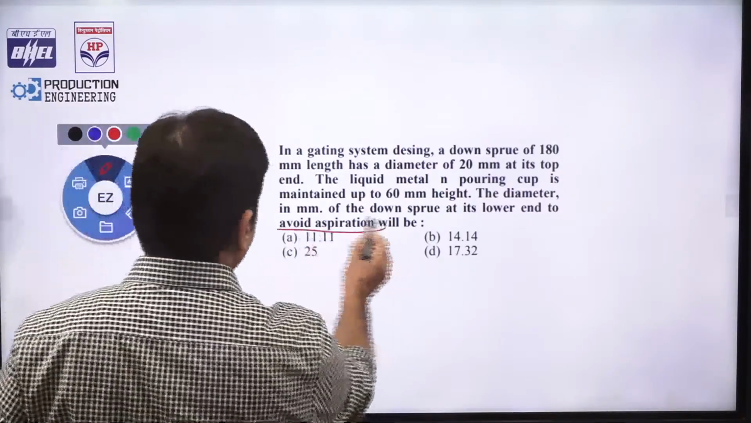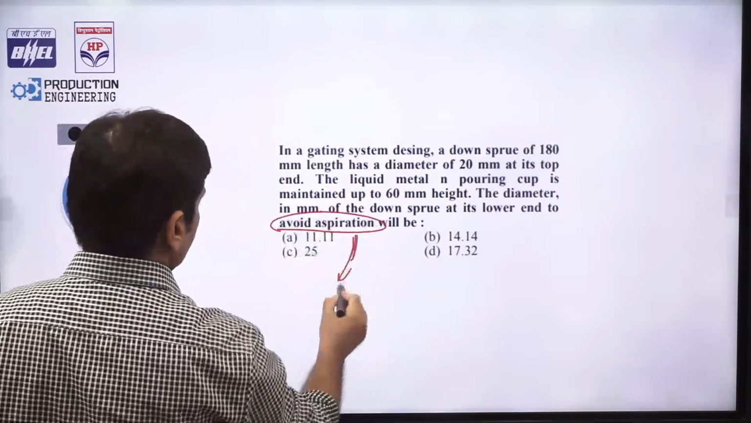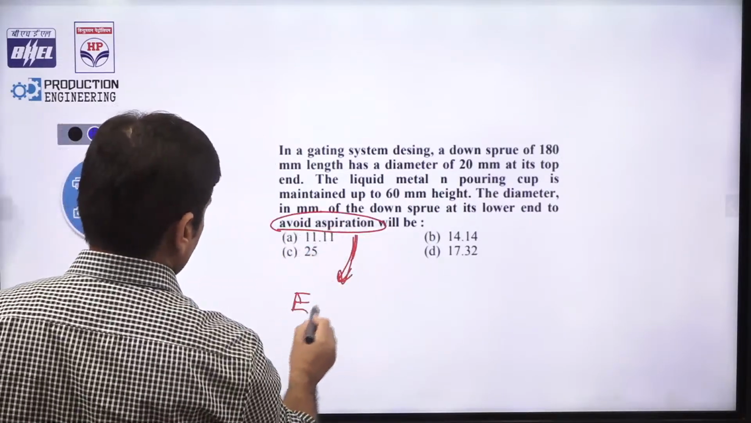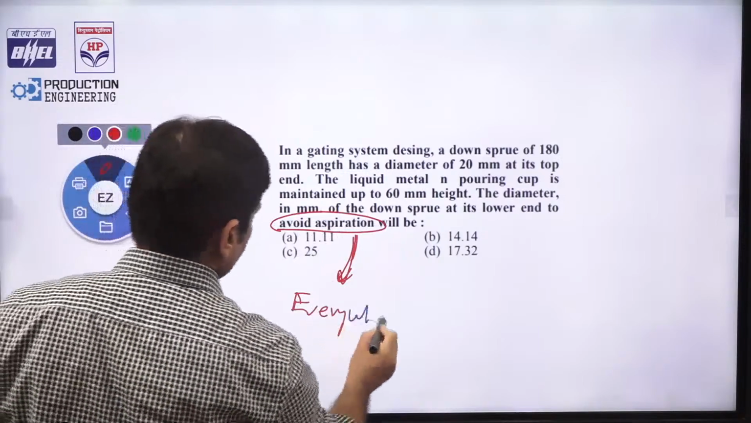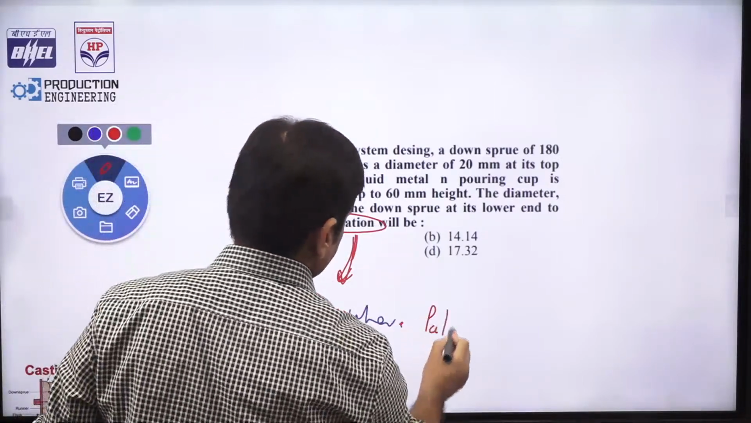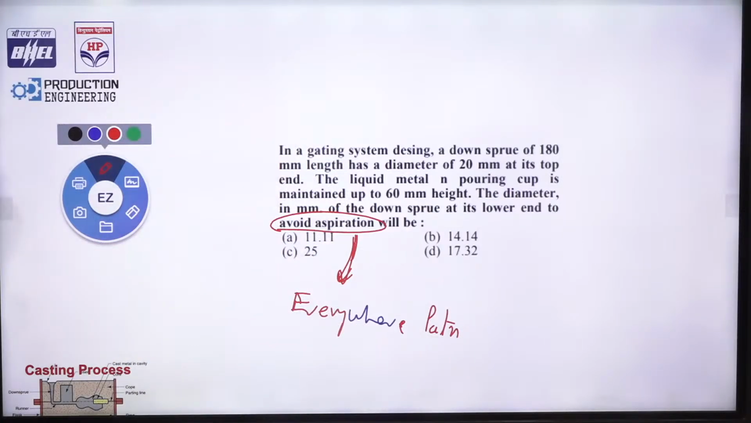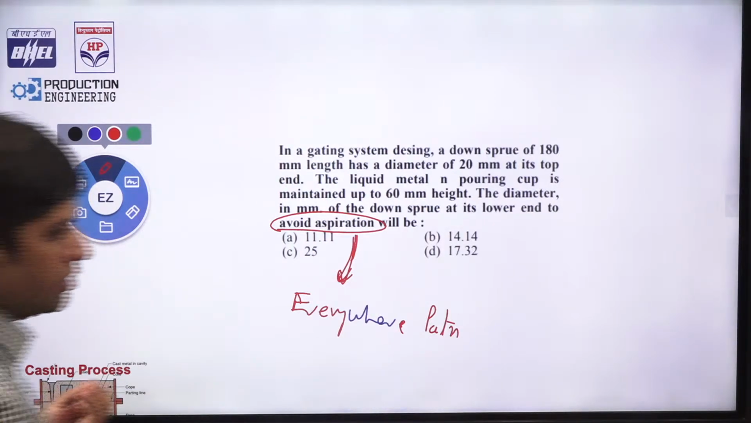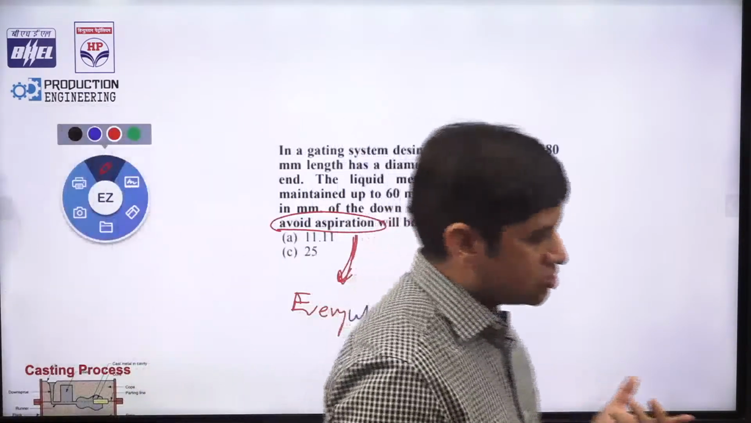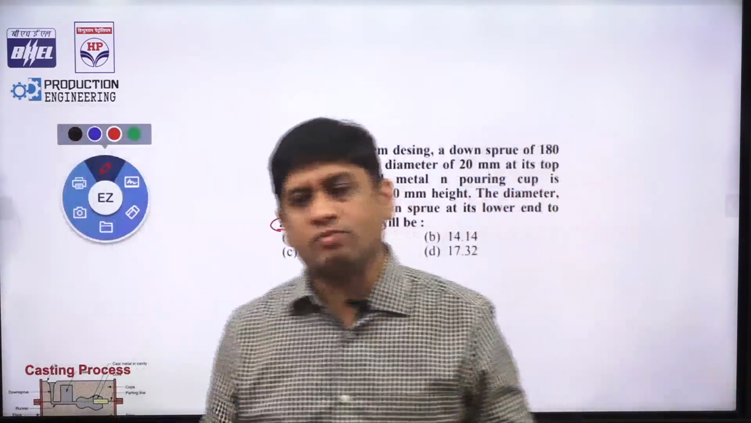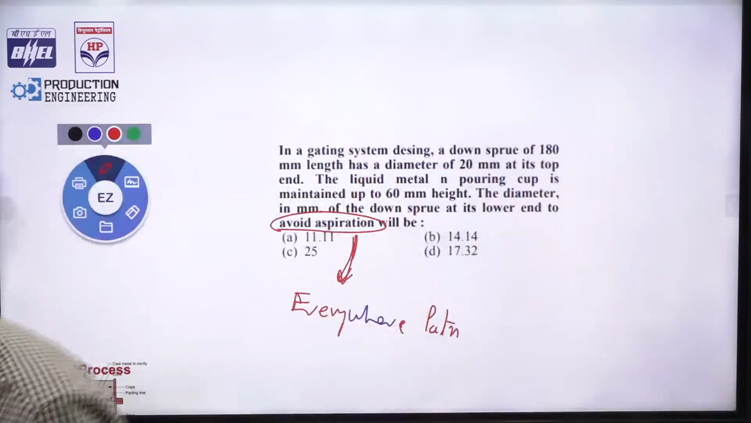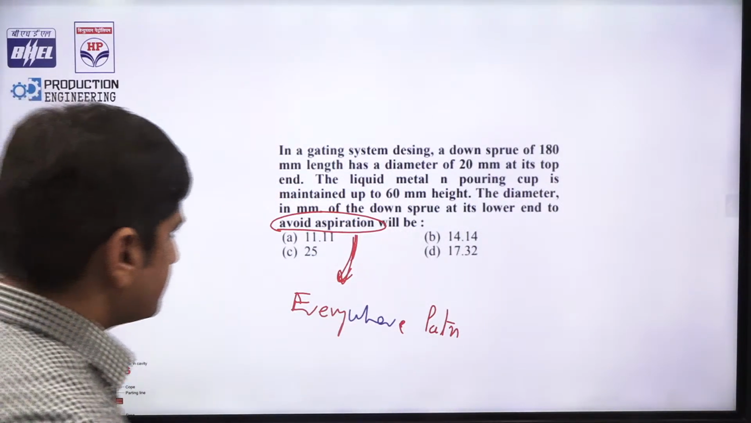Avoid aspiration means everywhere atmospheric pressure. So everywhere you need to have atmospheric pressure. If the pressure goes down, if the pressure becomes less, then aspiration will start. You know what is aspiration? Aspiration means suction of the atmospheric gases or air. So suction of atmospheric gases or air is called aspiration. Now you need to prevent that aspiration, right?